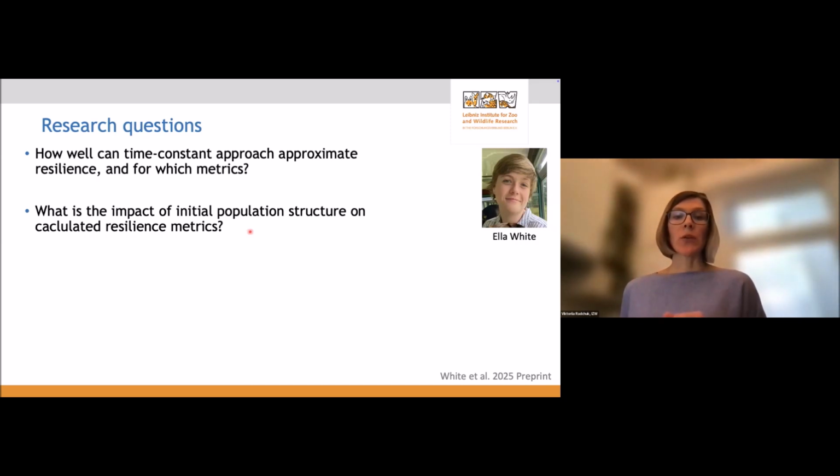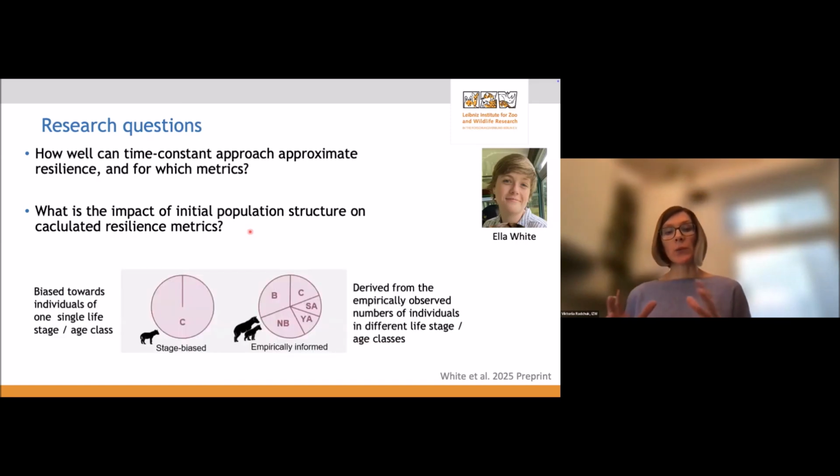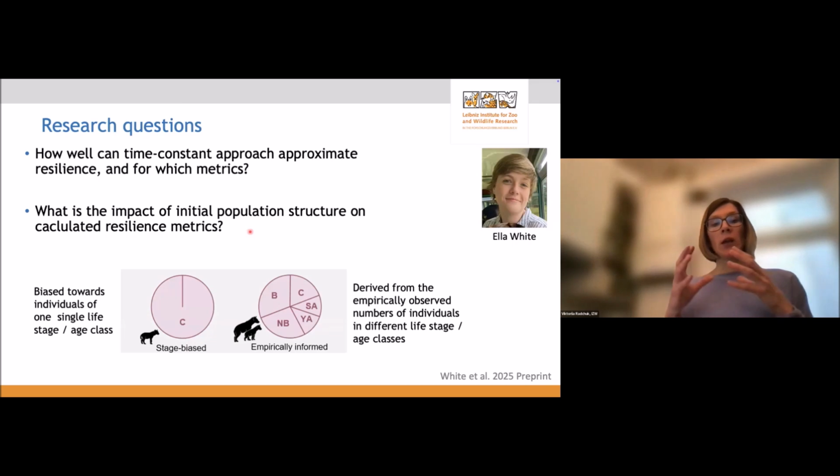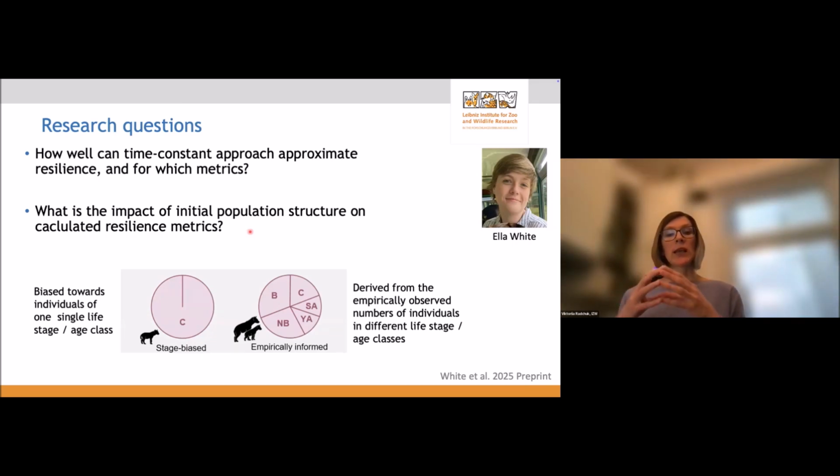And so regarding the second question about initial population structure, I already explained to you the population structure is the proportion of individuals in each stage or age class in the population. And commonly, in terms of the initial population structure, the current framework to quantify demographic resilience uses stage-biased vectors. And so what are stage-biased vectors? Those are the population vectors that basically are represented by the population in one stage only. That's why they are called stage-biased. So on this figure here, we have all individuals are cubs. So the whole population is in the cub age class.